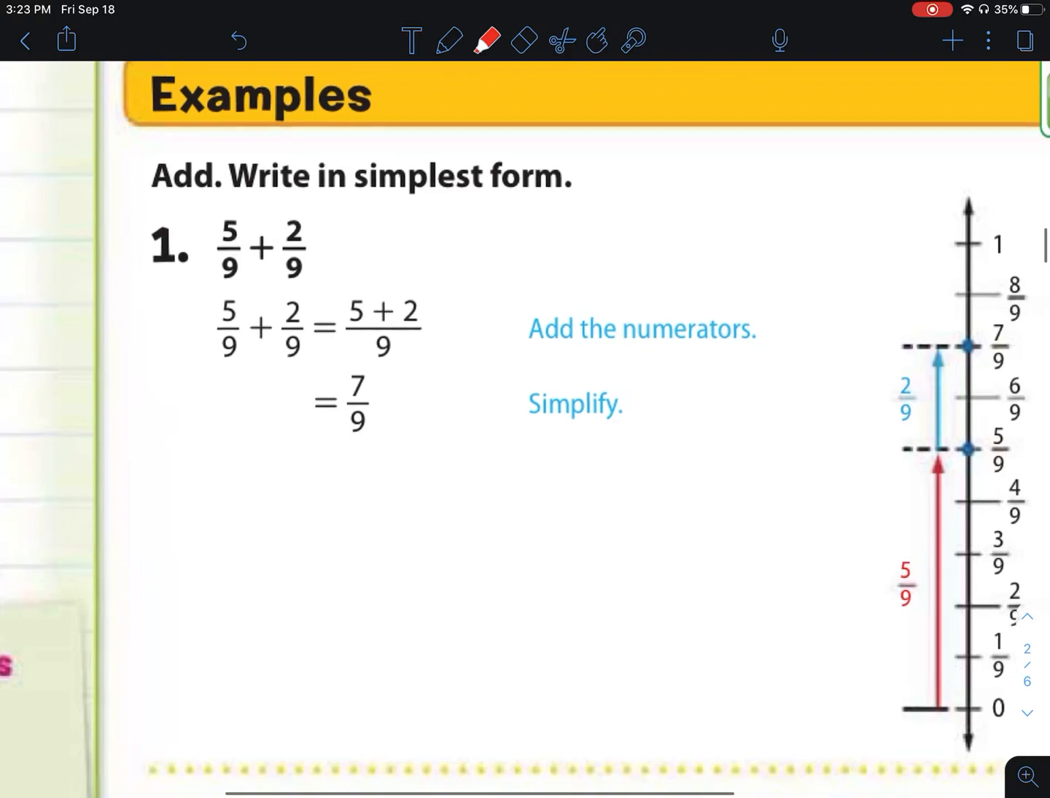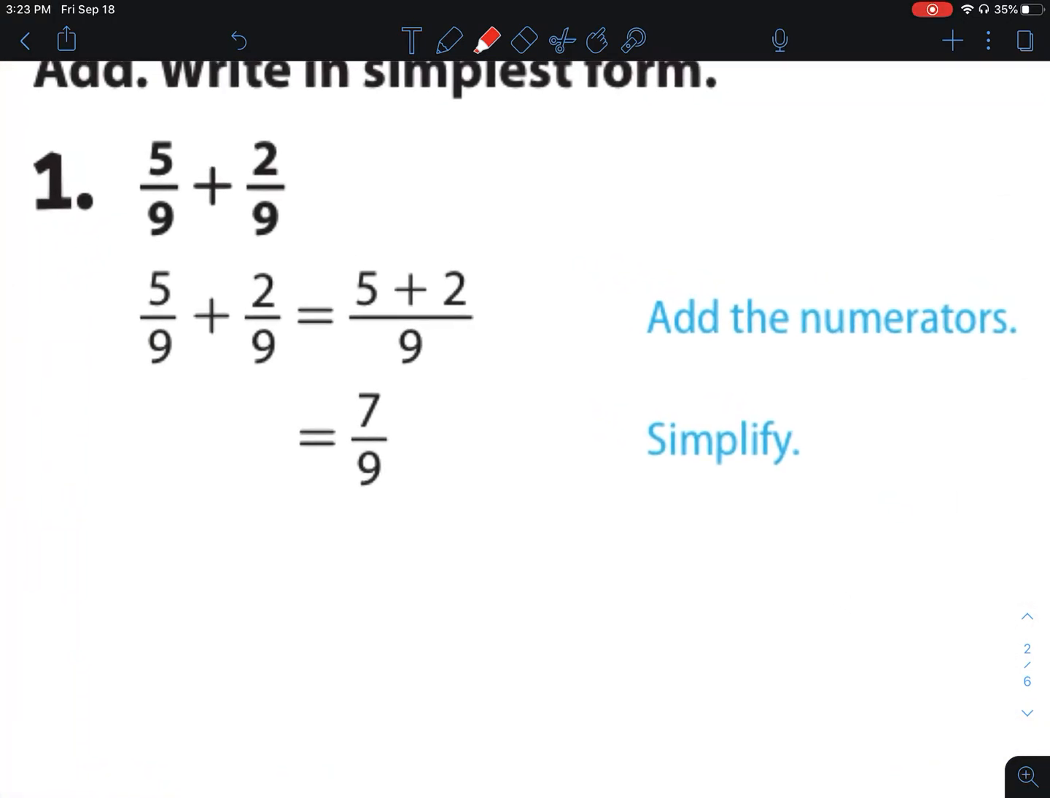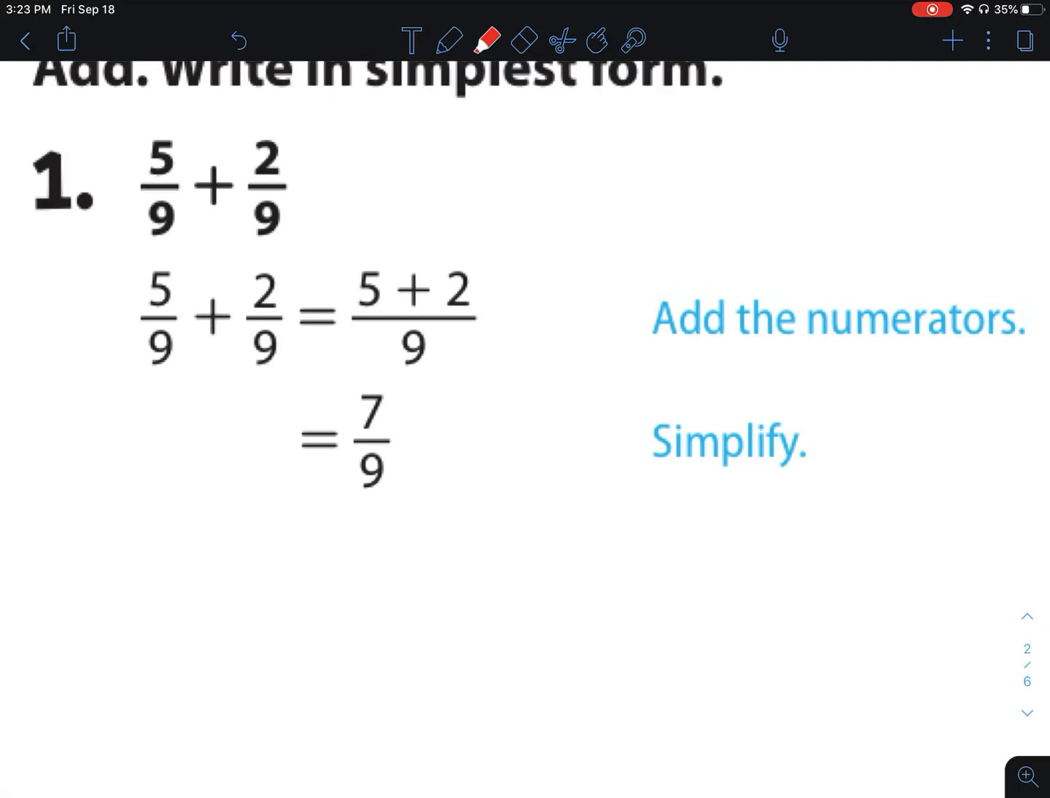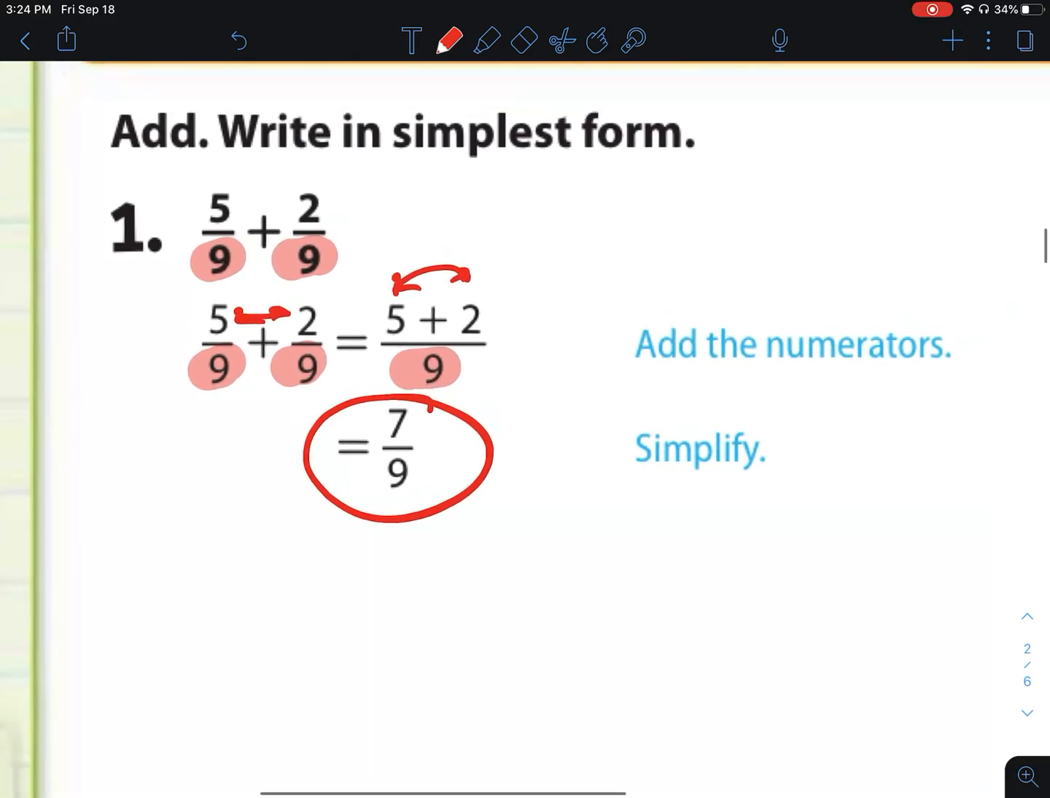Take a look at how this works. Example number 1, we have 5 ninths plus 2 over 9. So we know that they are like fractions because they have the same denominator. So we copy the problem down and we keep the denominator the same. And we simply add 5 plus 2 together, which gives us 7 over 9. So the answer is 7 over 9.